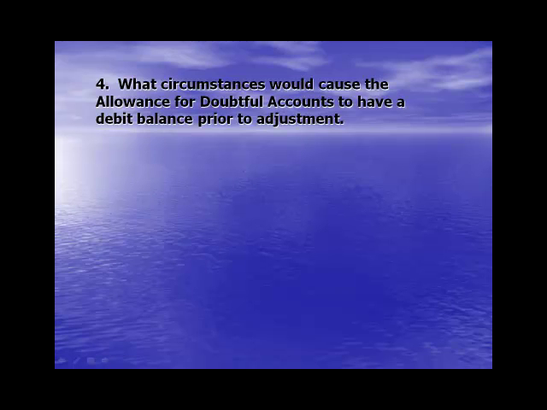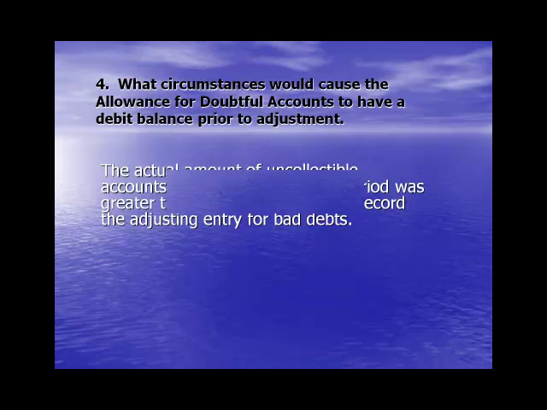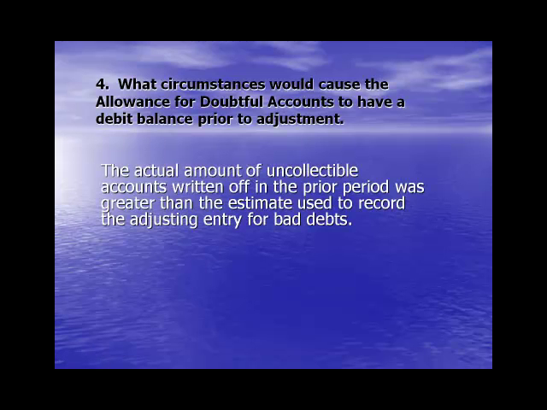Next it says, what circumstances would cause the allowance for doubtful accounts to have a debit balance prior to adjustment? And if you recall, that's what occurred in this example. It happened to have a $210 debit balance. Well, the actual amount of uncollectible accounts written off in the prior period was greater than the estimate used to record the adjusting entry for bad debts.